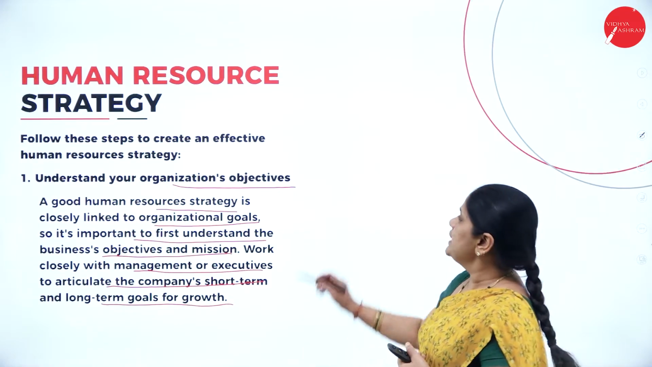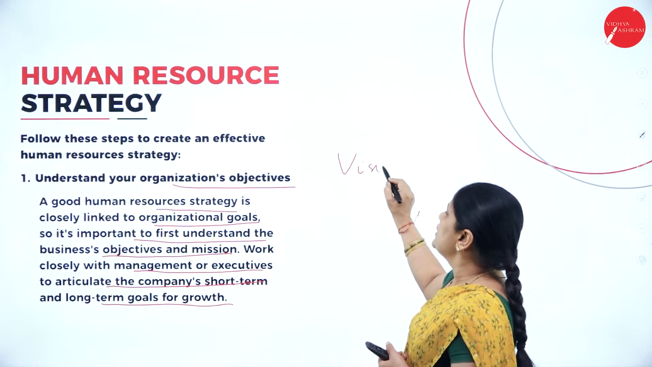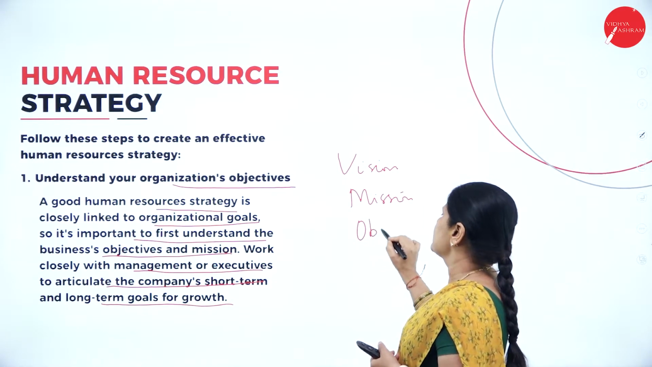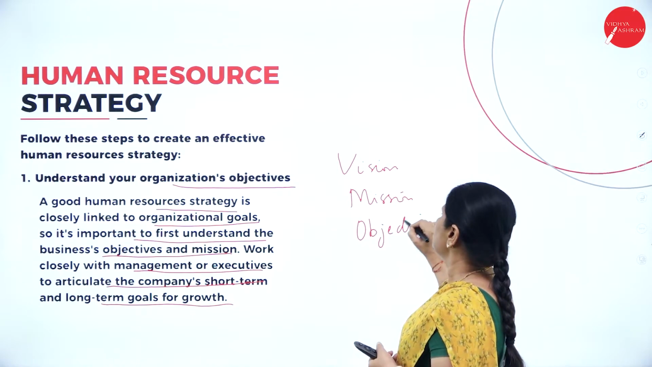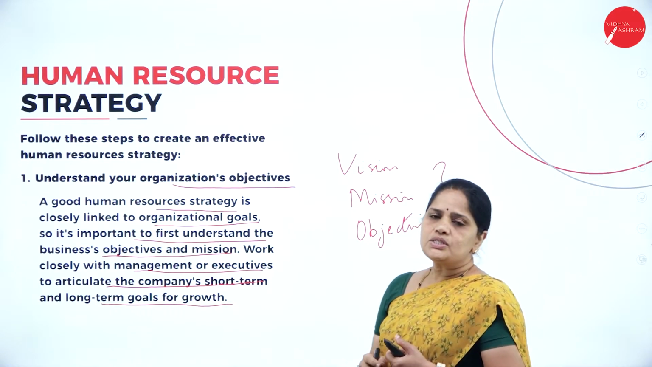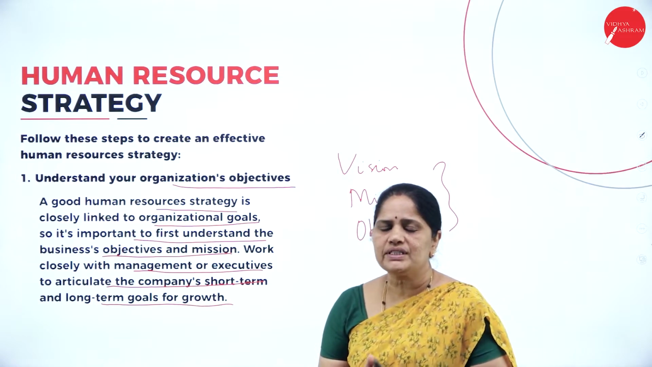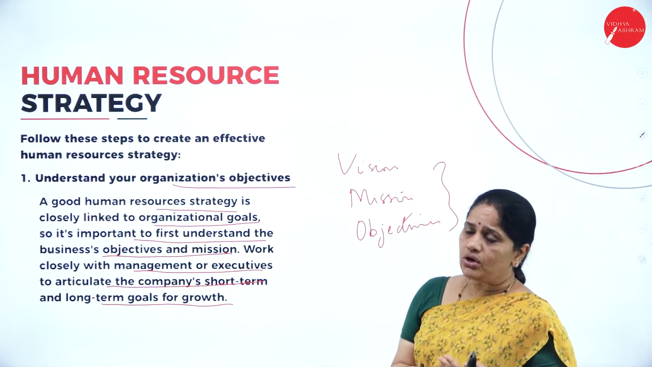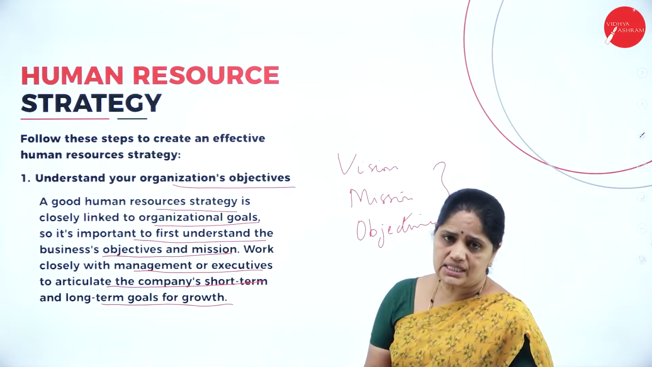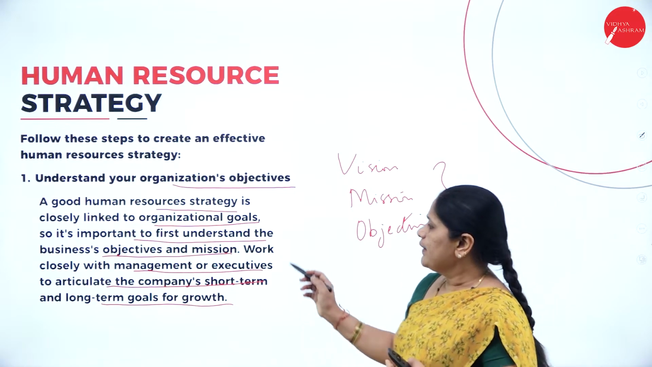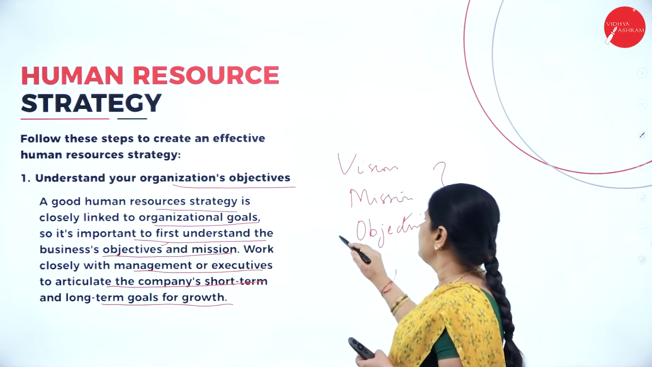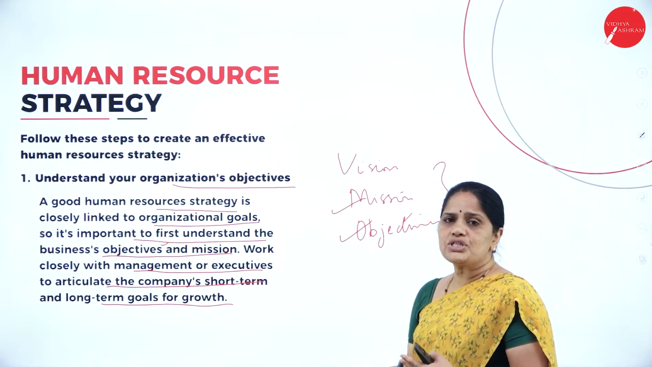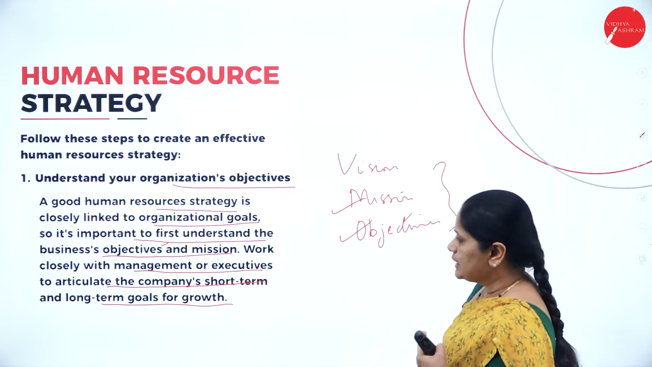So, the company always starts with the vision, mission, and objectives. So, these three are the important steps. Whenever a company is set up, it will be with the vision of the founder, and he will have a mission and the objectives. So, whenever we are designing an HR strategy, first we should understand what the business's objectives and mission are. So, these two things become very, very important. So, what is the actual mission of the organization and what are the objectives?